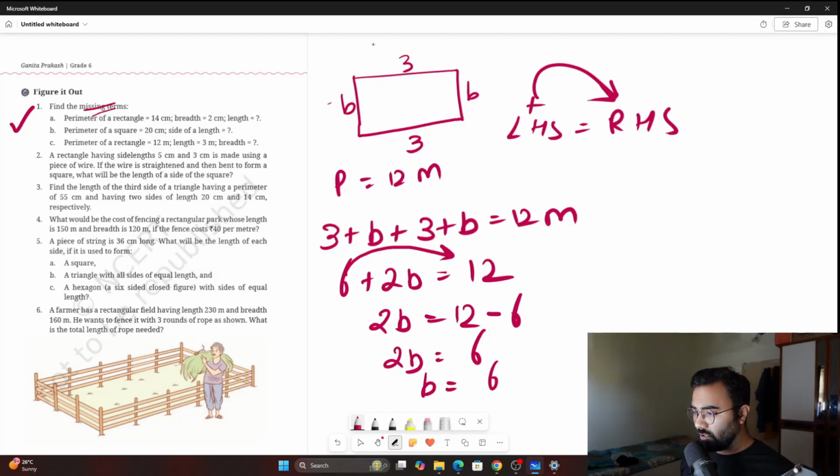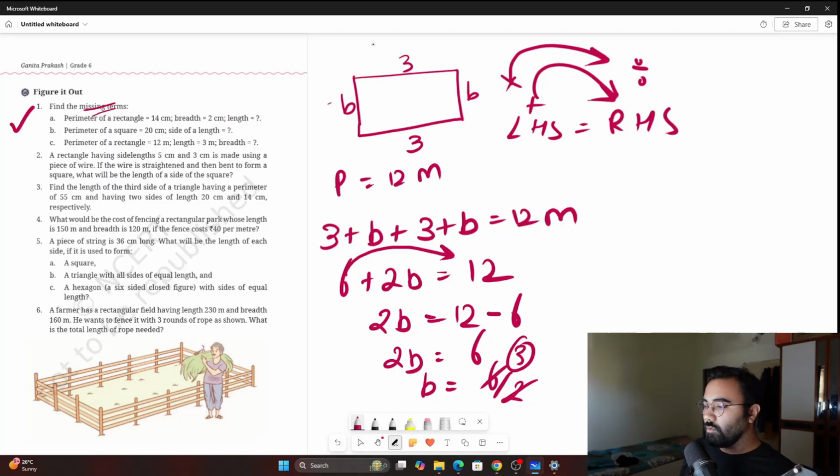Now 2 over here is in multiplication. If something is in multiplication on the LHS, it could be anything, and if I am switching over the sides, it will come into division. So 6 divided by 2 should give you 3. So the breadth over here is also 3, and this is also 3.